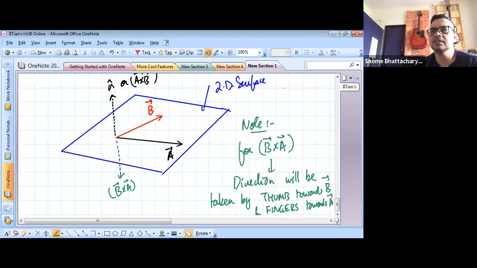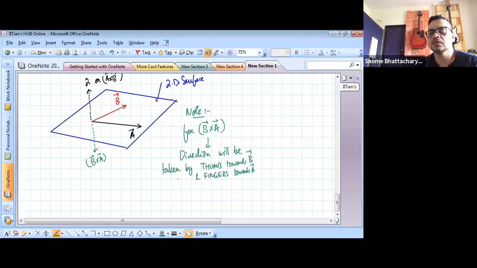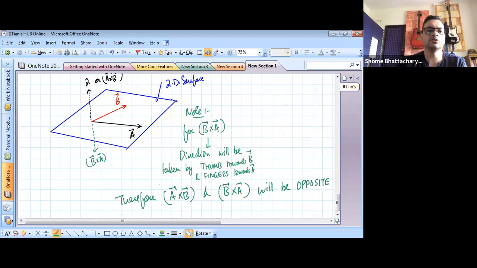So therefore we understand here that A cross B and B cross A will be opposite each other. If one is coming out of the plane, the other will have to go into the plane. If one is coming into the plane, the other will have to come opposite to the plane. So like that, if you're doing P cross Q, then P will be where your thumb is and Q will be where your fingers are.